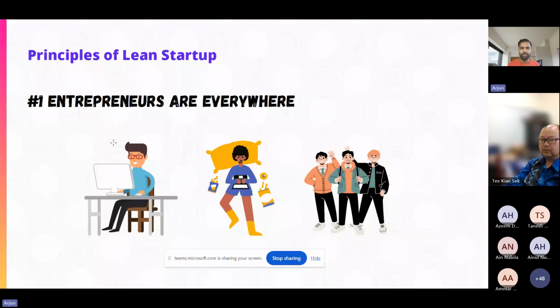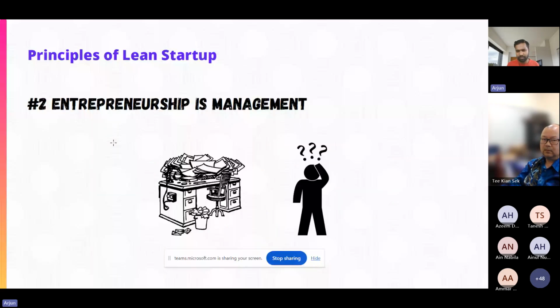Their very first principle is that entrepreneurs are everywhere. Everyone is an entrepreneur. You are an entrepreneur, I am an entrepreneur. We all have that entrepreneurial skill set. So there isn't any differentiation between someone who can become a successful entrepreneur and someone who cannot. It isn't that someone with this education can become an entrepreneur and someone without this education cannot. There isn't really any differentiation like that. So entrepreneurs are everywhere.